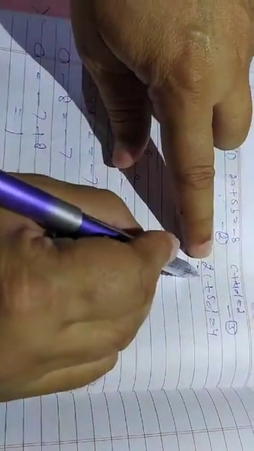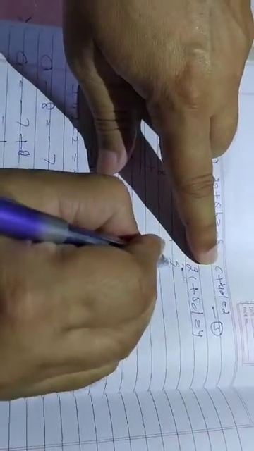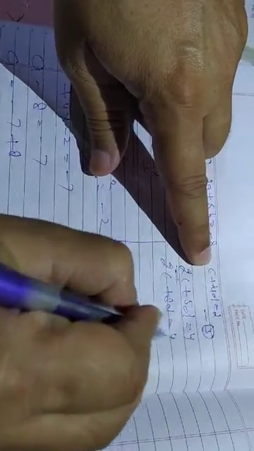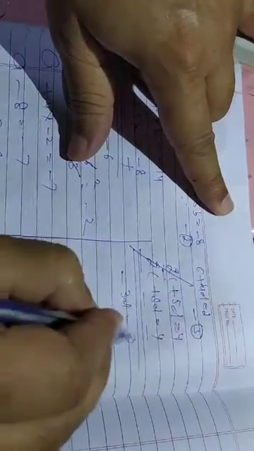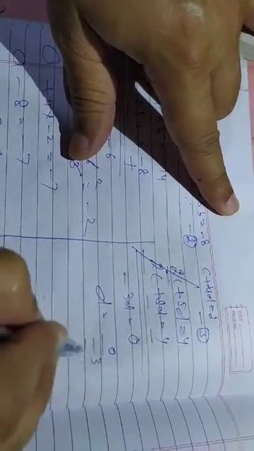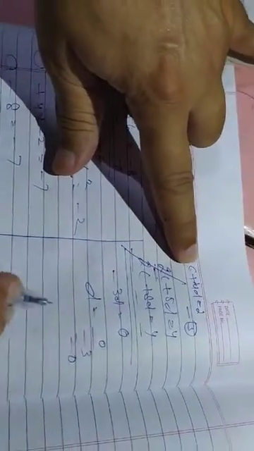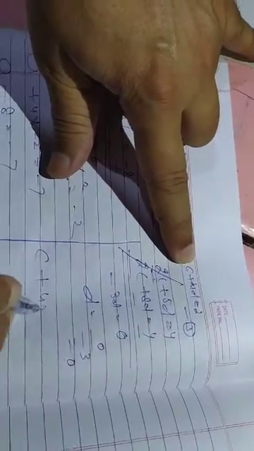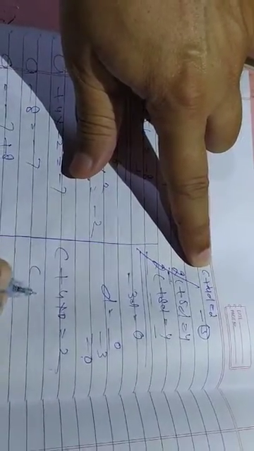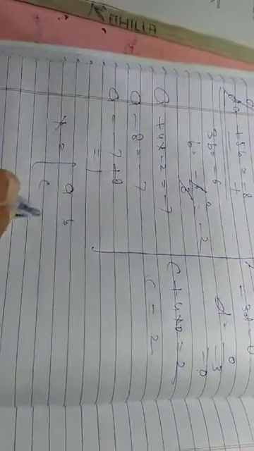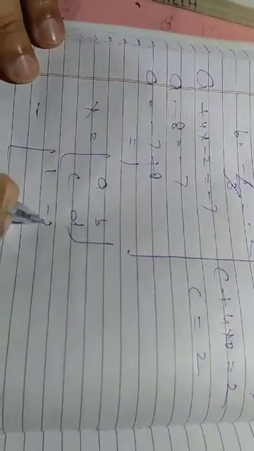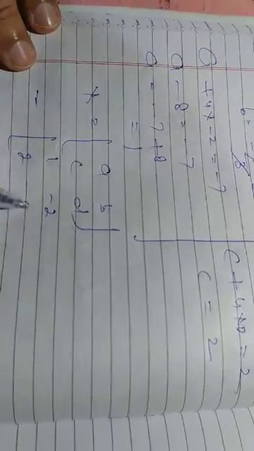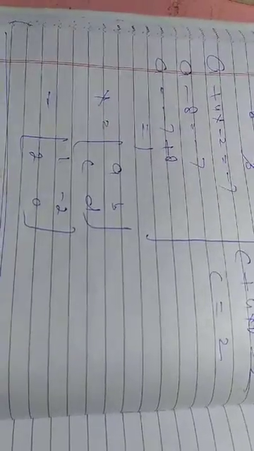Similarly, multiplying this equation by 2: 2C plus 8D is equal to 4. Subtracting, we get minus 3D, and the C term cancels out. D is equal to 0 by minus 3, that is equal to 0. Putting the value of D in equation 3: C plus 4 into 0 is equal to 2, so C is equal to 2. Now in the X matrix we have A is 1, B is minus 2, C is 2 and D is 0. That is the answer for X.